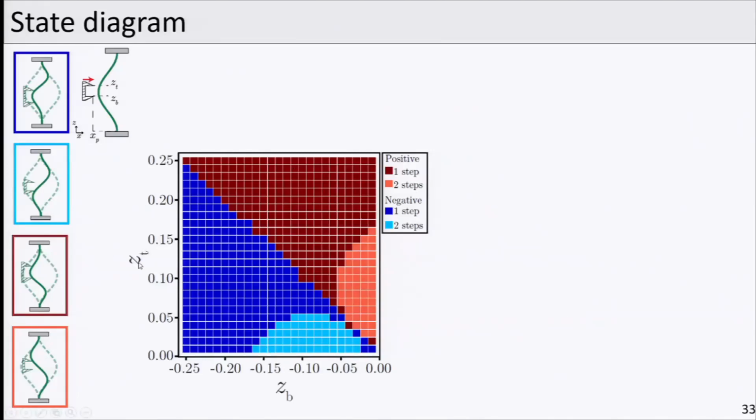So here are the positions of the top pusher, ZT, and bottom pusher, ZB. ZB is negative because I forgot to mention that the bottom pusher is always on the bottom part of the beam, while the top pusher is on the top part of the beam. And you see that there is this symmetry line along ZT equals abs ZB, because the problem is symmetric. And there are these two small pockets of two-step events.